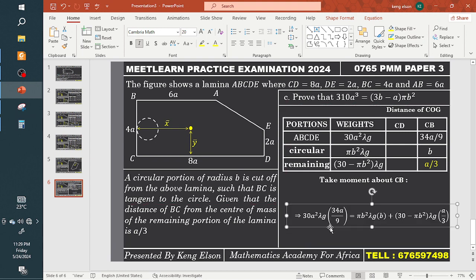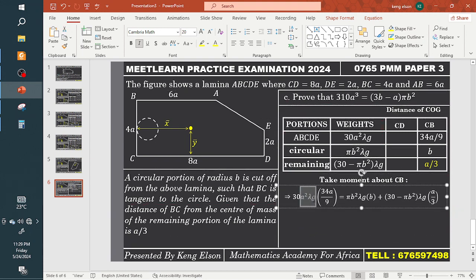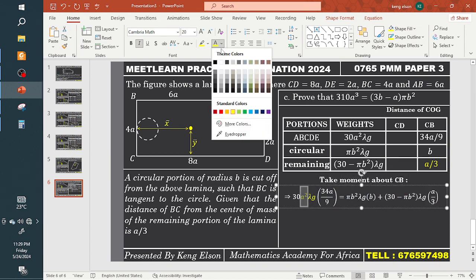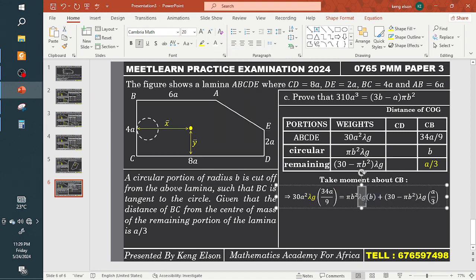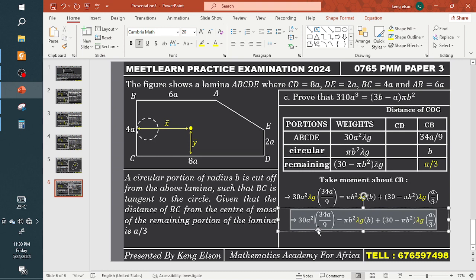Now let us highlight that. In fact, there's no lambda squared. So this time around, it's instead lambda, because there's no a squared here. It's lambda g that is common throughout. So lambda g is common there, common here, and also common here. Now let's see what we can do. So when it cancels, it cancels.